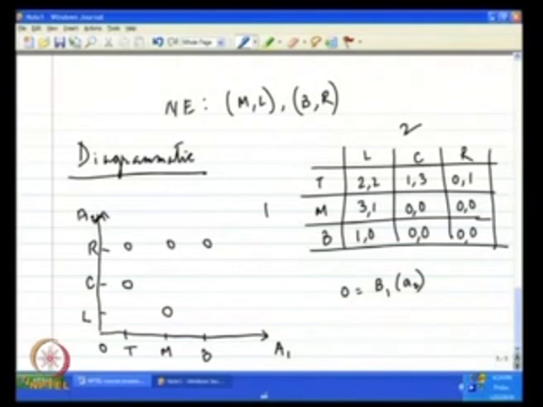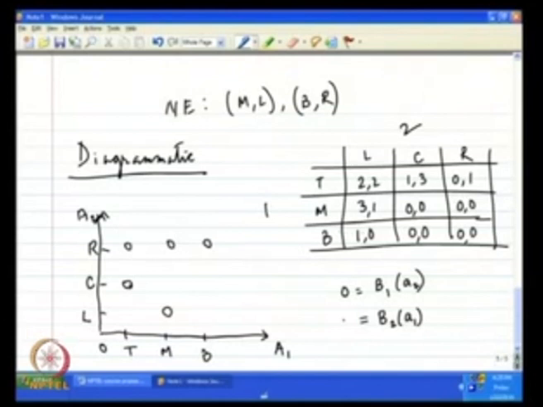Now let us think about player 2. Player 2's best responses will be given by dots in this diagram. If player 1 is taking the action T, player 2's best response is C. So TC, here I put a dot, and since there is a circle already there, I put the dot inside the circle.